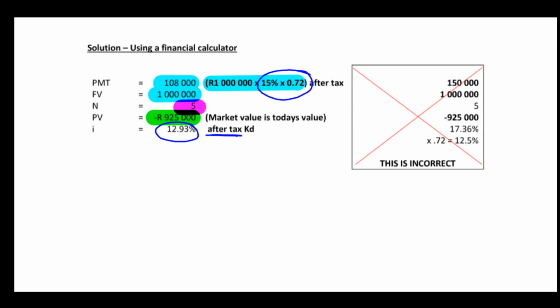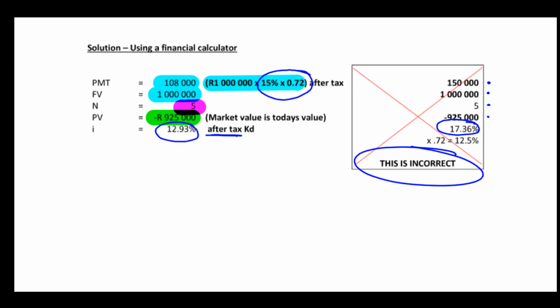Now, what sometimes happens is that calculations are done without the tax implication. So in other words, 150,000 Rand without tax. There's the 1 million Rand, there's the 925, and there's the 5. And look what we come out to. We get 17.36. And then multiply by 0.72, and that gives you 12.5. And 12.5 and 12.93 are not the same. So please do not do it like that.